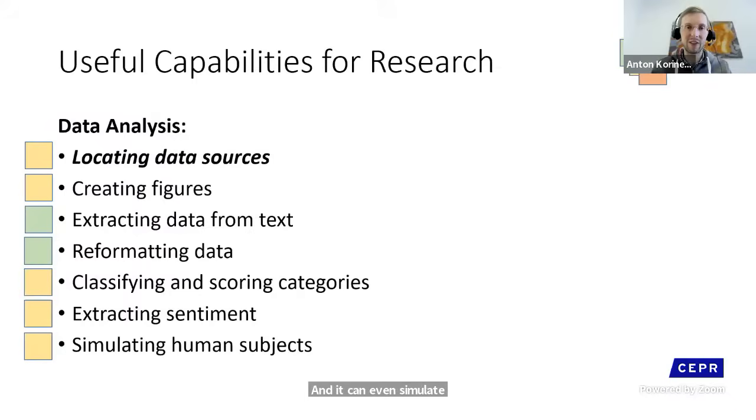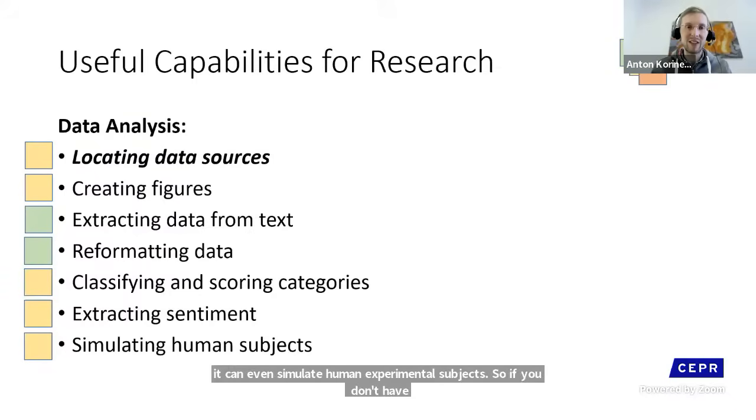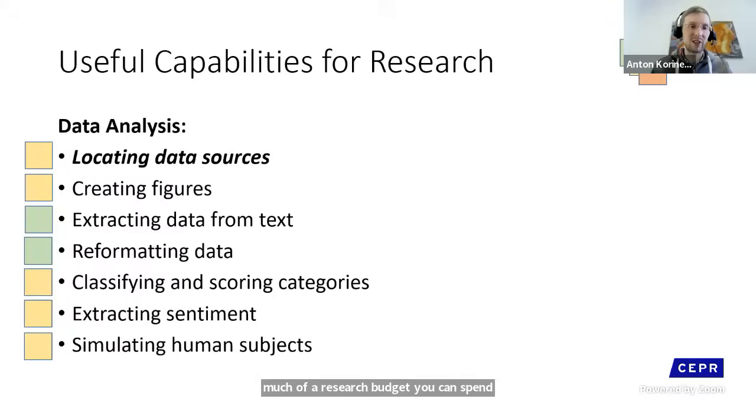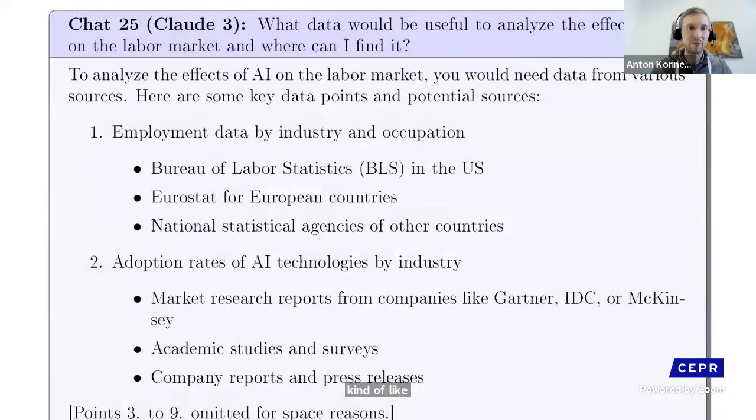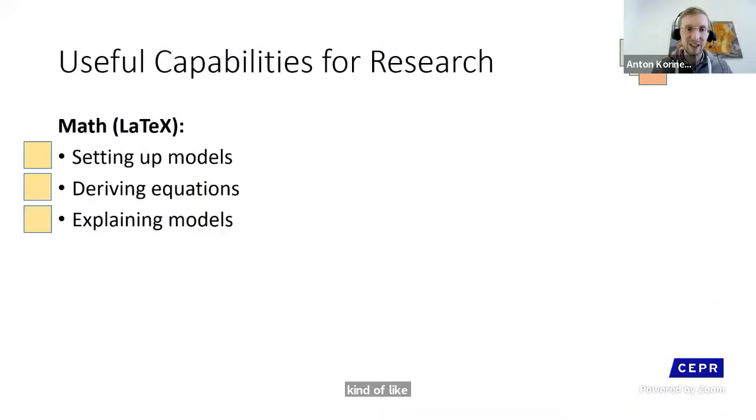So if you don't have much of a research budget, you can spend something like $1 and you can simulate a few hundred AI agents that act kind of like different agents in a real world experiment. So these are the examples of that. In the paper, there's more.